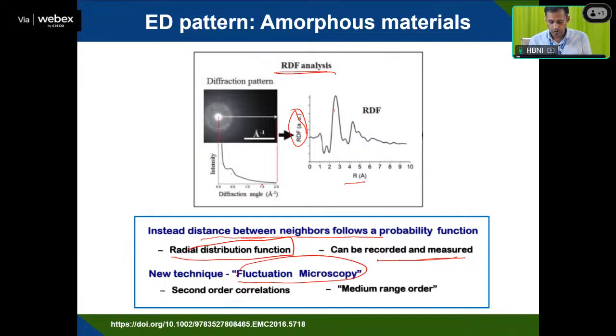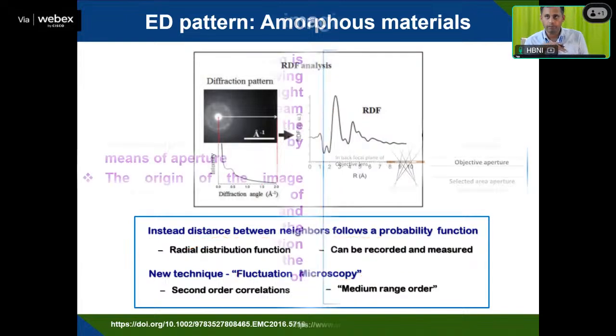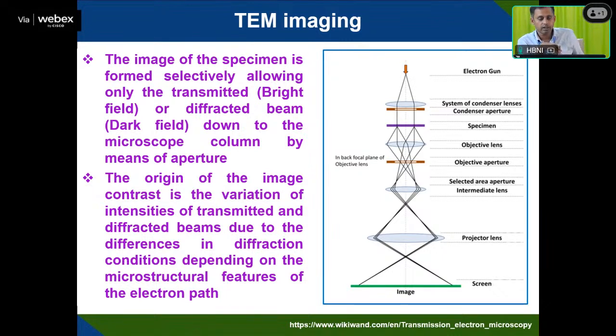also gives medium range ordering. You are able to use this fluctuation microscopy, how the radial distribution function varies, and you are able to get information about amorphous materials. So if you see, TEM imaging is almost similar to that of the scanning electron microscope.